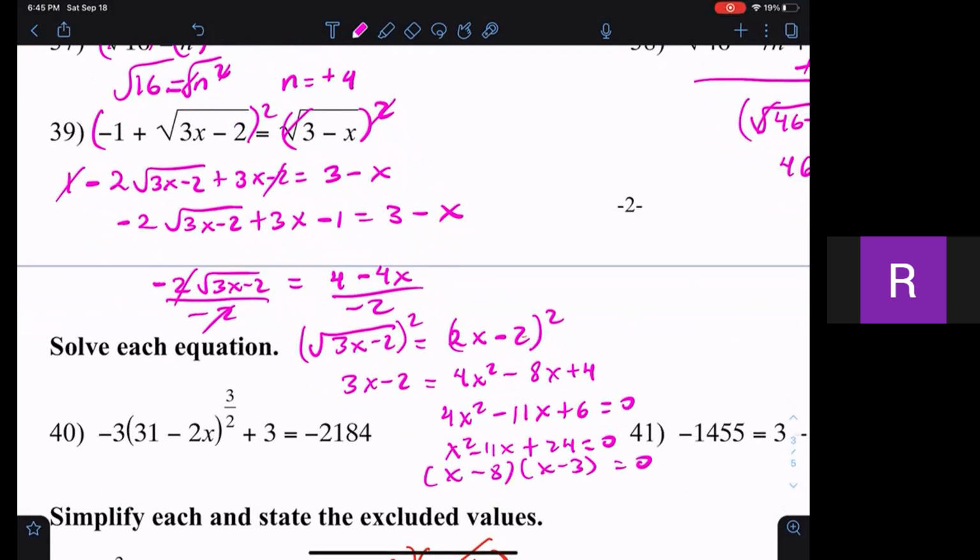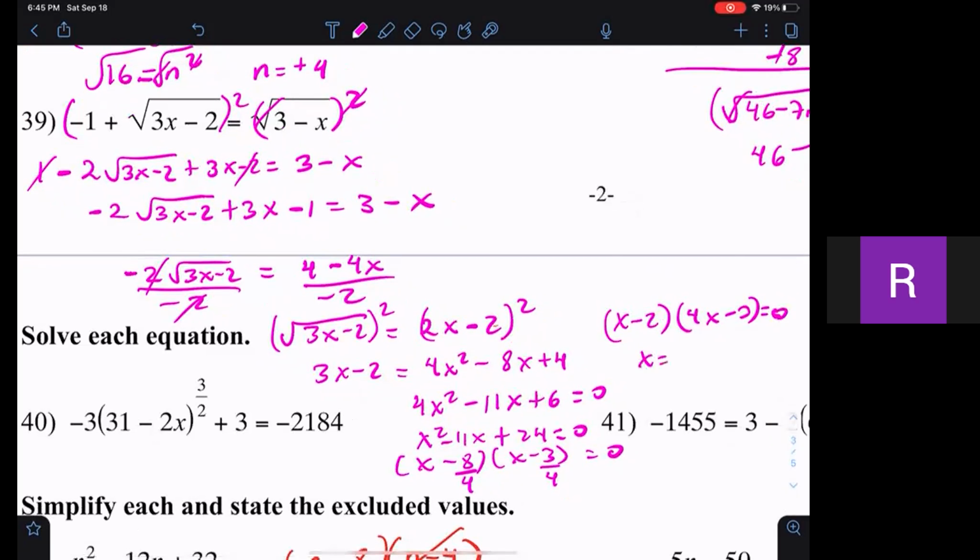And now I need to divide by 4 because I did the AC method, right? So that's going to be x minus 2, 4x minus 3. And if I solve for that, x is going to be 2, x is going to be 3/4. So these are the solutions. I need to plug them in to see which one works, right? Okay, you can try that.